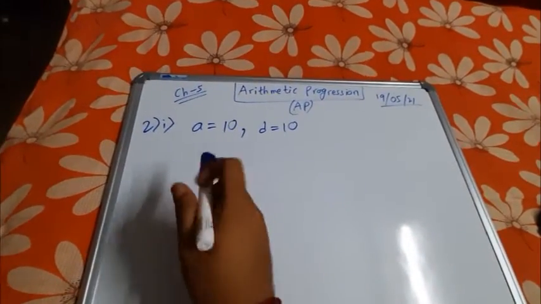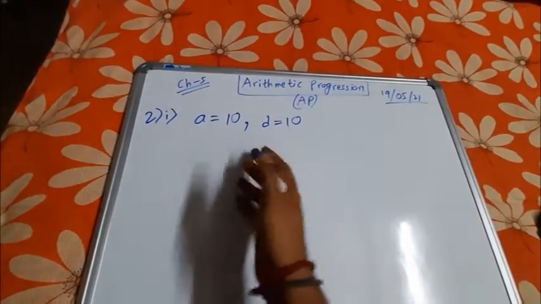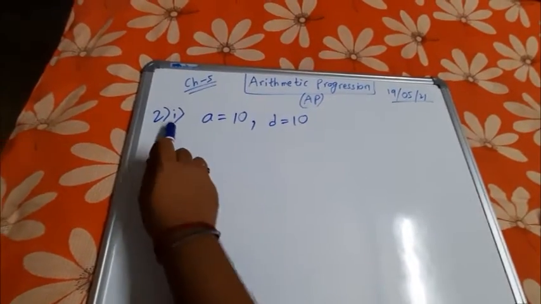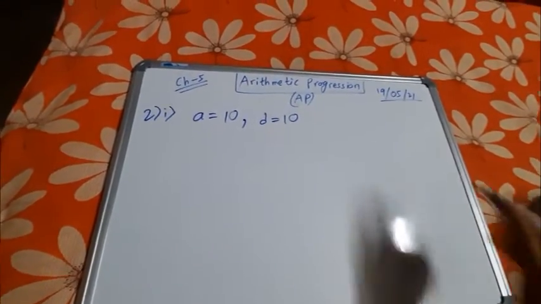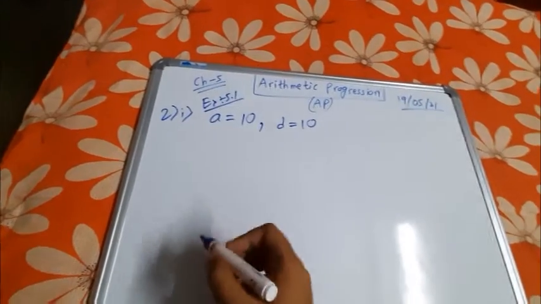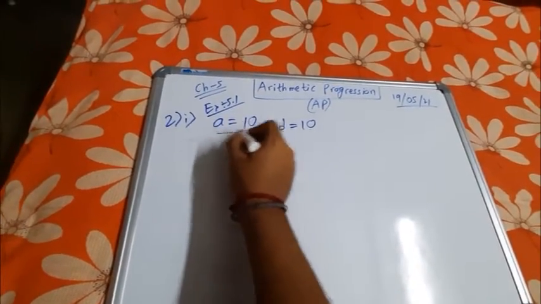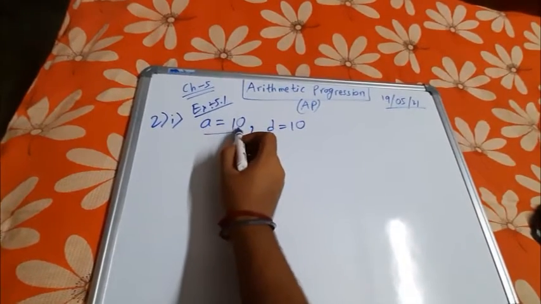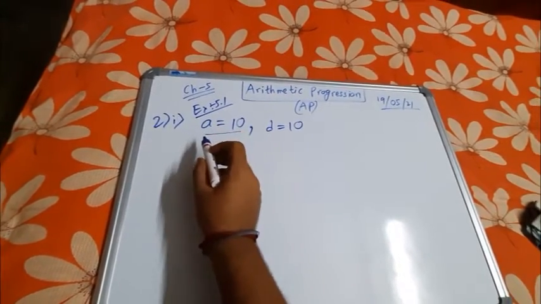Okay, so now I have taken one example from your book. Not an example, actually a sum of an exercise, 2 part 1, exercise 5.1. That is the first exercise of the AP chapter. Over here it's telling the first term is a, actually a is equal to 10. What we know is a is the first term.